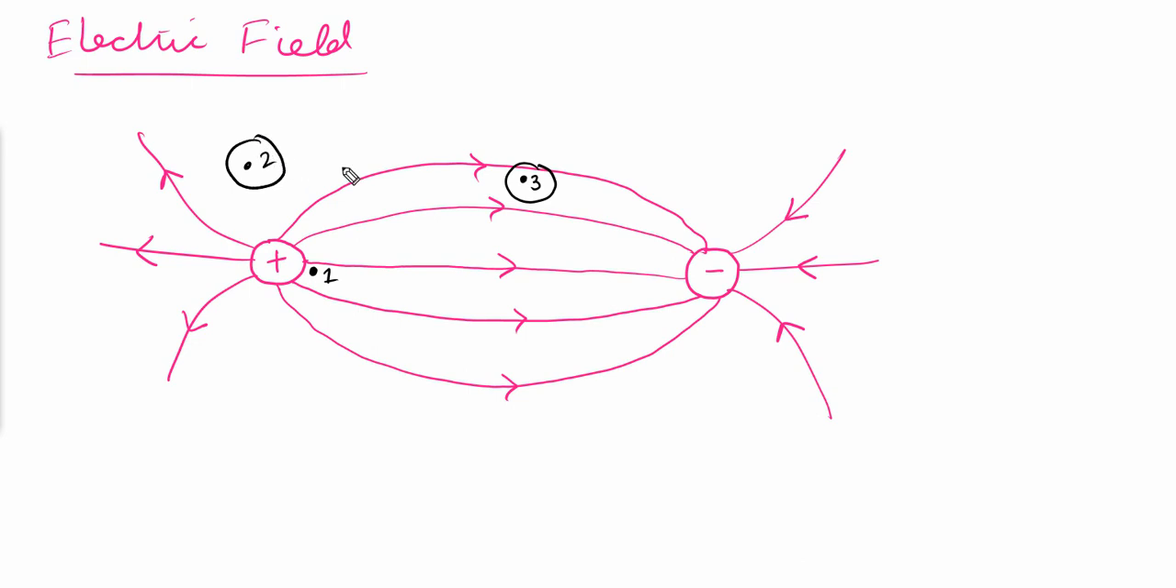So as a conclusion, we can say that the region where the electric field lines are close to each other, the electric field strength is more, and the area where the electric field lines are away from each other, the electric field strength is less. Alright, so this is the electric field lines between the positive charge and the negative charge. Now let's see the electric field lines between two like charges.